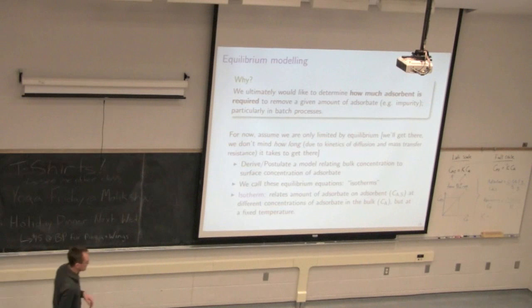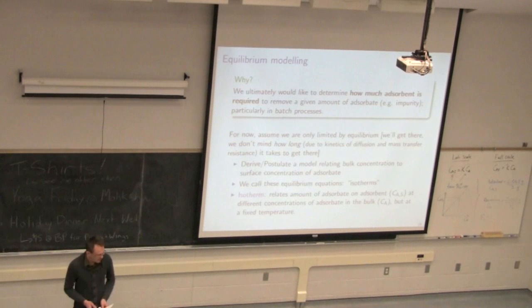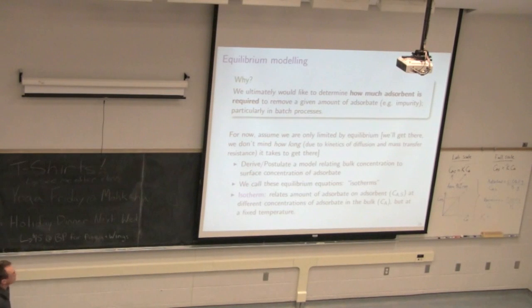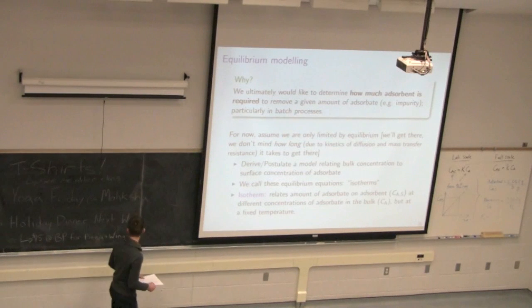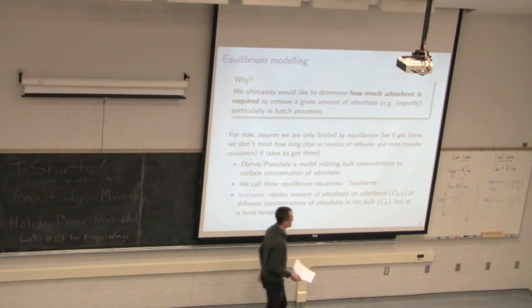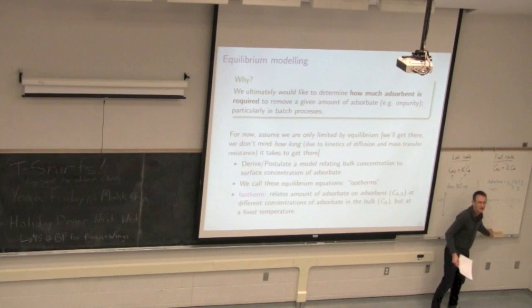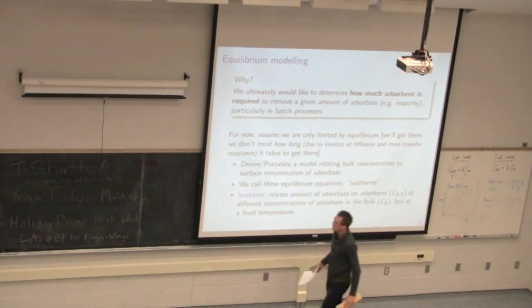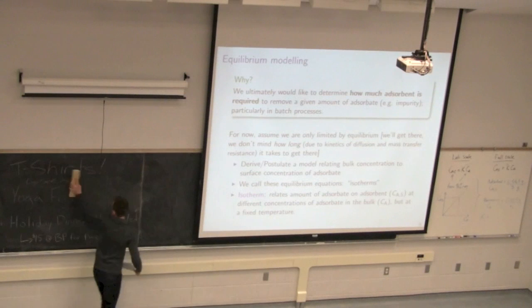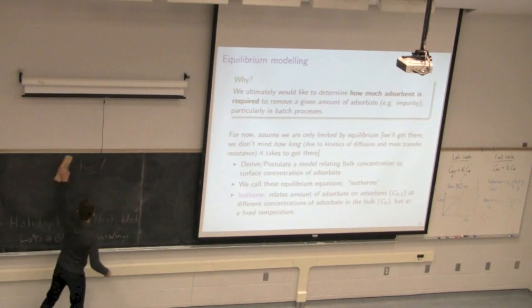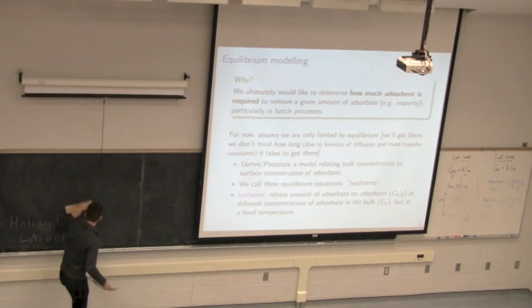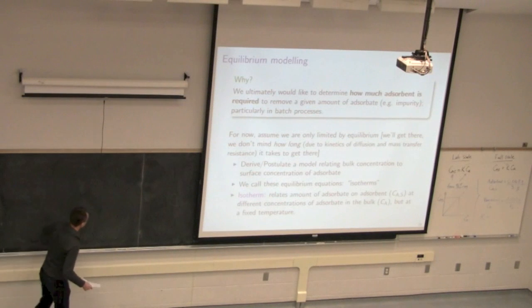Okay, so let's go back to where we ended off last time. We were talking about equilibrium modeling in adsorption, and we wanted to derive a way to relate our concentrations in the bulk phase with the concentration on the surface of the adsorbent. The mechanism by which we do that is through an isotherm. Isotherms tell us how much is remaining in the bulk and in equilibrium with what's adsorbed.